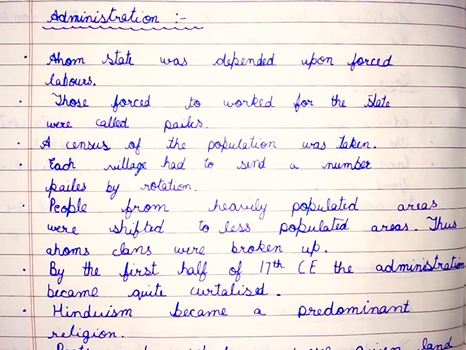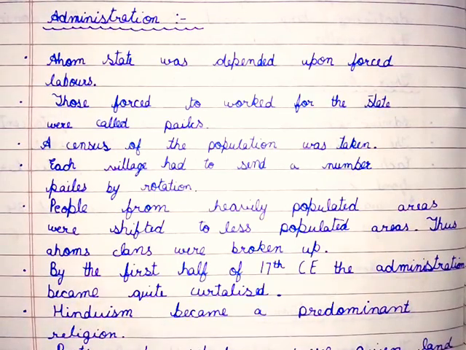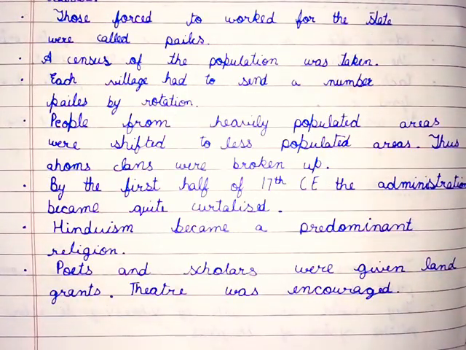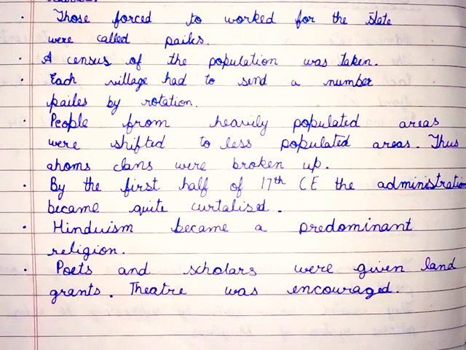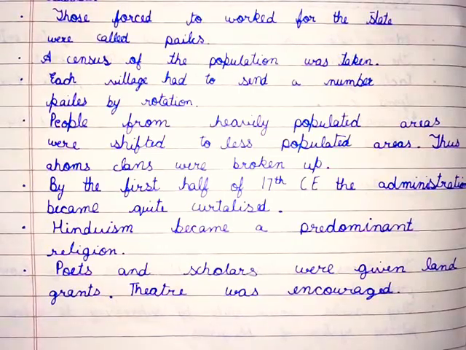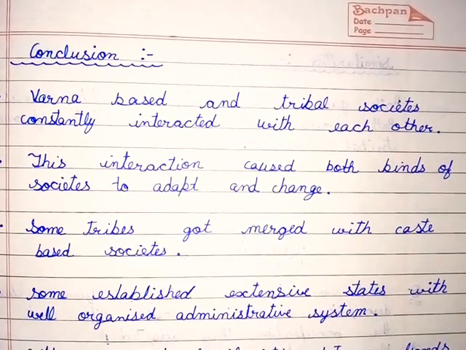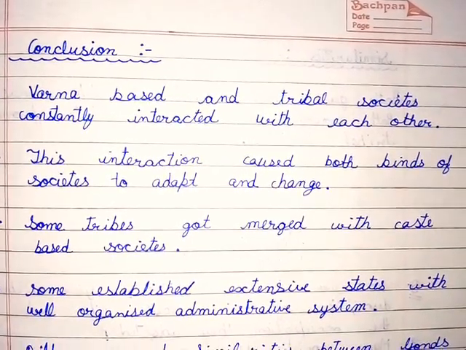By the first half of the 17th CE, the administration became quite centralized. Hinduism became the predominant religion. Poets and scholars were given land grants. Theatre was encouraged. Conclusion: Varna-based and tribal societies constantly interacted with each other.